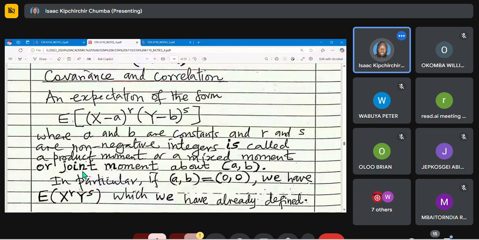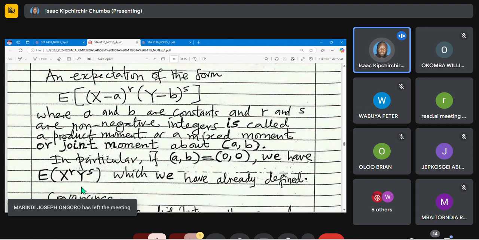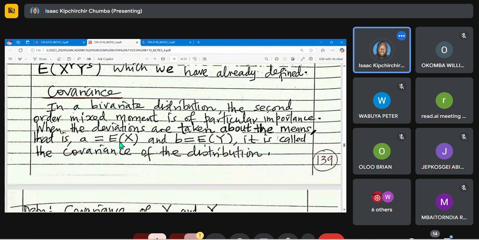So A is called a product moment. This is a product moment, the general form of a product moment, or a mixed moment, or a cross moment. The one which you defined up there was a special case. It was about the origin, which you have already defined. Now covariance. In a bivariate distribution, the second order mixed moment is of particular importance.